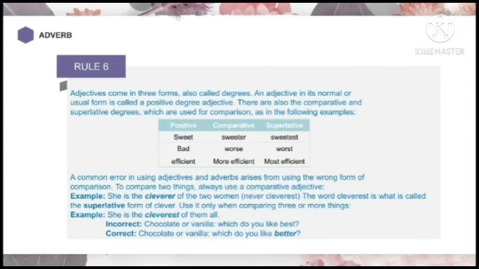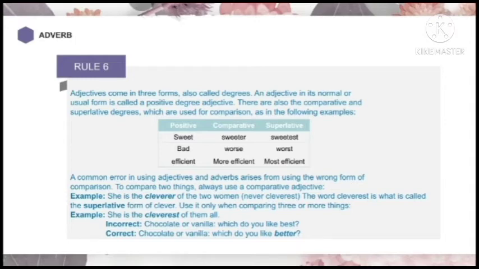A common error in using adjectives and adverbs arises from using the wrong form of comparison. To compare two things, always use a comparative adjective. Example: she is the cleverer of the two women, never cleverest. The word cleverest is what is called the superlative form of clever. Use it only when comparing three or more things.